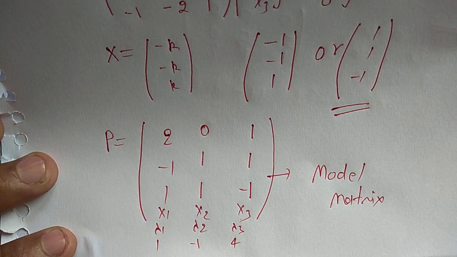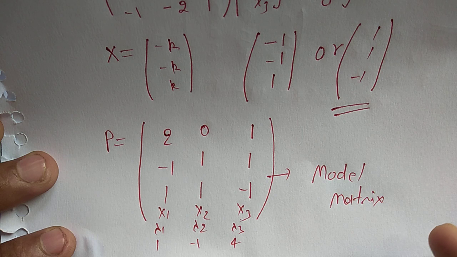Now one very important thing: if all three eigenvalues are distinct, we get independent eigenvectors. For distinct eigenvalues we have independent eigenvectors. In the case of repeated roots, repeated eigenvalues, we may or may not have independent eigenvectors. So let us see the next example of repeated roots.